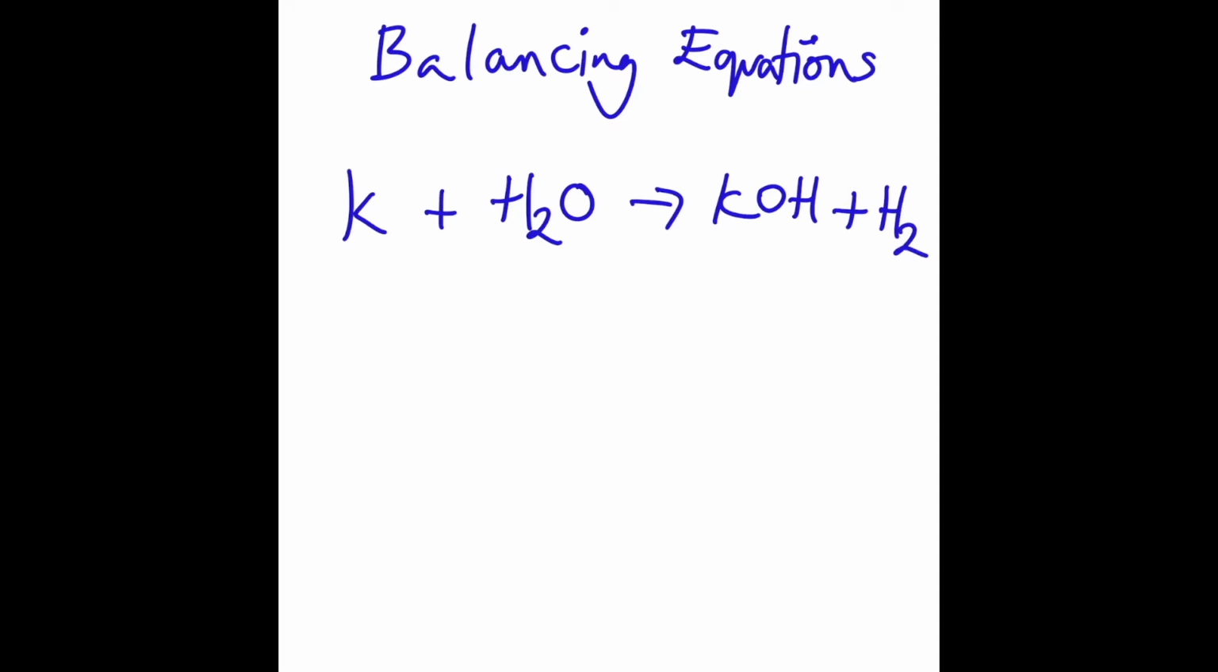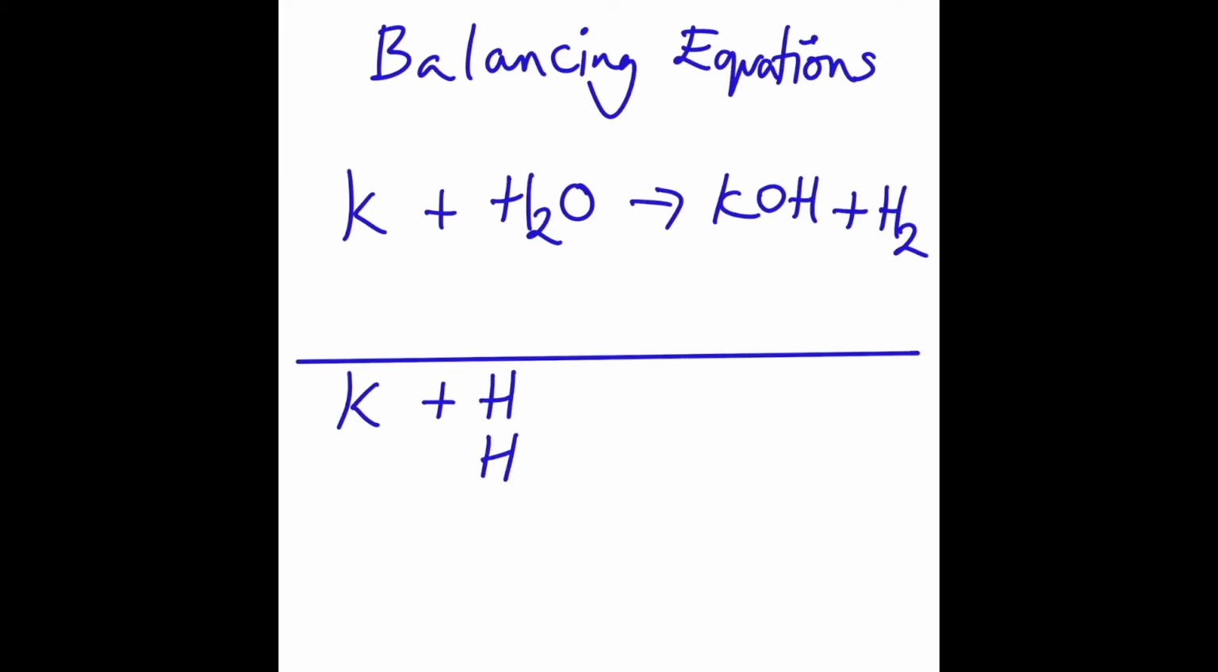Okay, so I think the easiest thing to do is put up a line and then under that line draw out what you've actually got in terms of the atoms. So you've got one potassium and two hydrogens and an oxygen in your reactants, and you've got one potassium, one oxygen, one hydrogen, and then a further two hydrogens in your products.